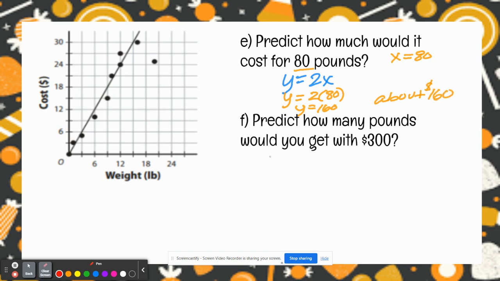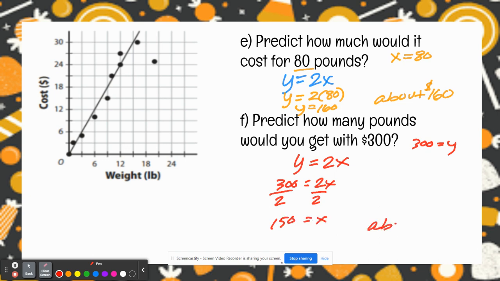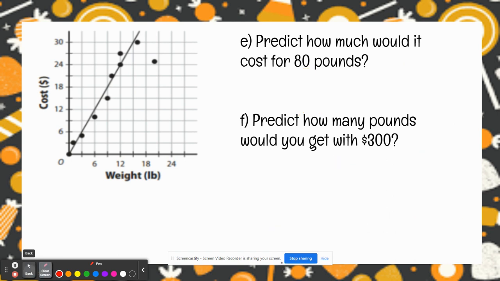Next one, predict how many pounds you would get with $300. Again, since we have a trend line equation, we're going to use our line of best fit. 300 is our y value, so we say 300 equals 2x. We divide both sides by 2, and 150 is our x. So about 150 pounds. That should give you through your notes, and you should be set for that.